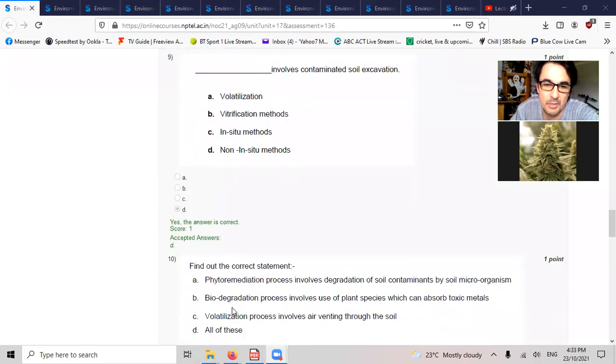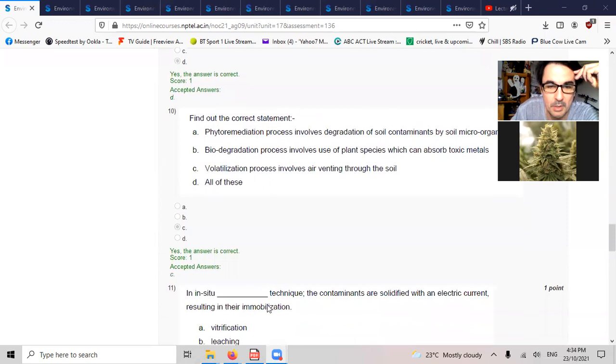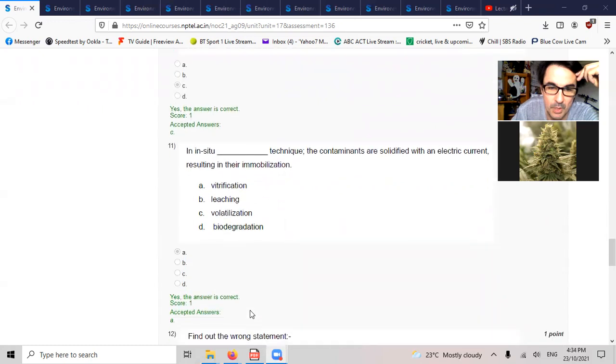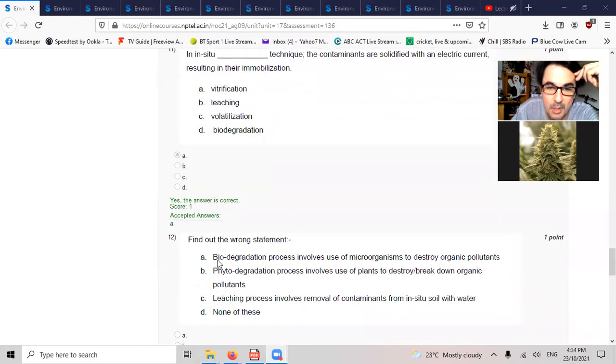Yep. Point out the correct statement. Well, I'm not going to read all these out. It's because they're the reverse. And volatile, that's right. Oh, so it's C then. In situ, something technique controls with electric current resulting in their immobilization, while V for volts, vitrification. Yeah, find out the wrong statement. Biodegradation involves microbes, yes. Phyto is plants, yes. Leaching is leaching out, yes. So it's D.